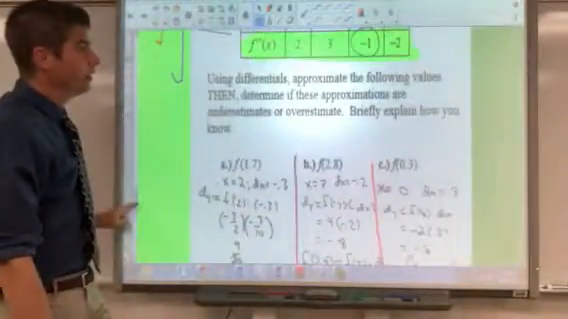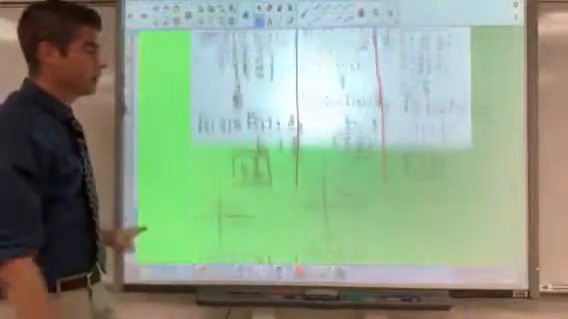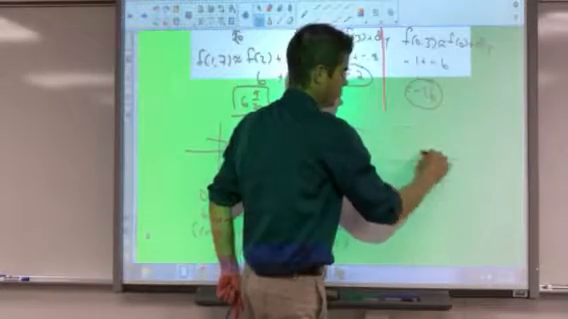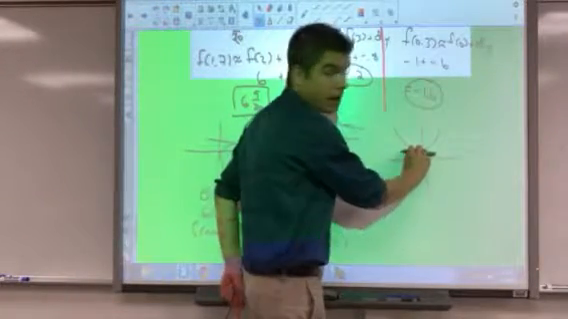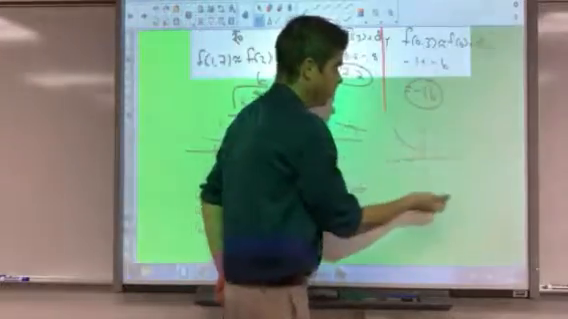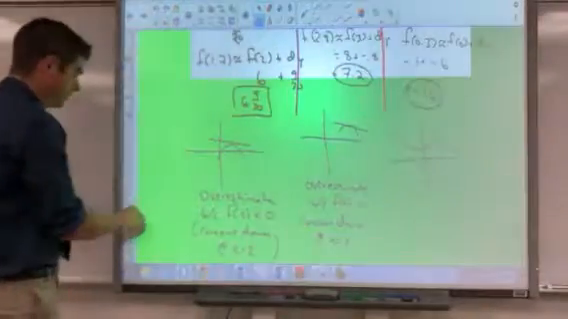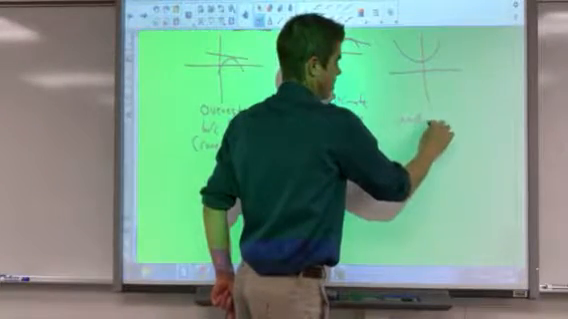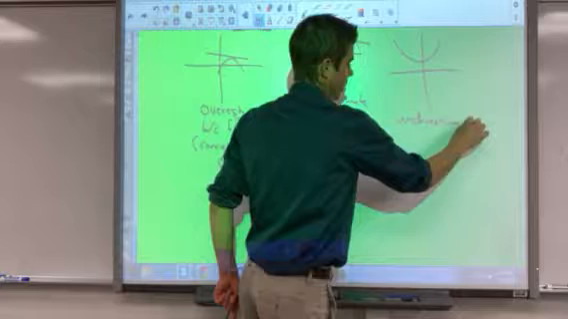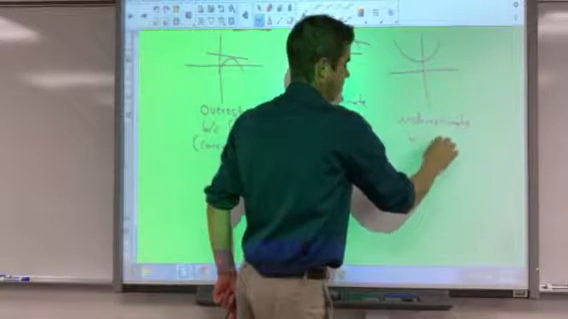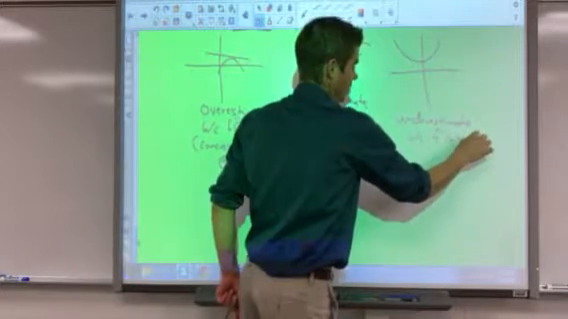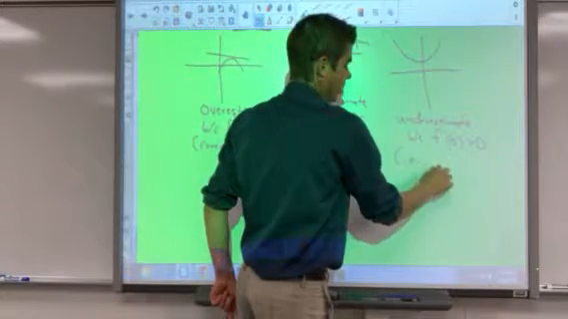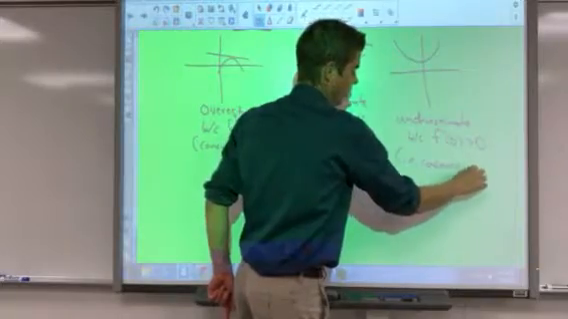And then at 0, we're concave up. Thinking about curvature, if you're concave up, your tangent line, no matter where you draw it, will always be below. So that would be an underestimate. And you could just say it's an underestimate because f double prime of 0 is greater than 0, i.e. it's concave up, okay?